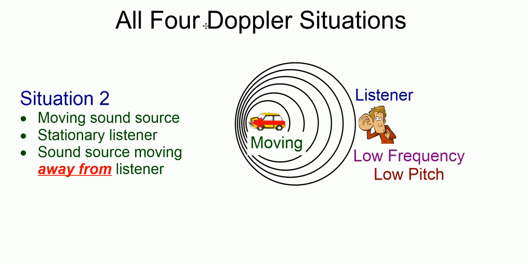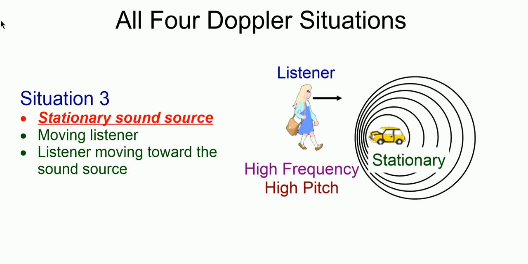All right? Now we're going to change something you haven't seen before. Let's see what it says here. A stationary sound source in situation three. That car is not moving. See, it's stationary. But the listener is moving. She's moving. She's the listener. In fact, she's moving toward the sound source. She's walking toward the car. And she causes those things to scrunch up. Can you see? So that movement causes these things to scrunch. So high frequency, high pitch.